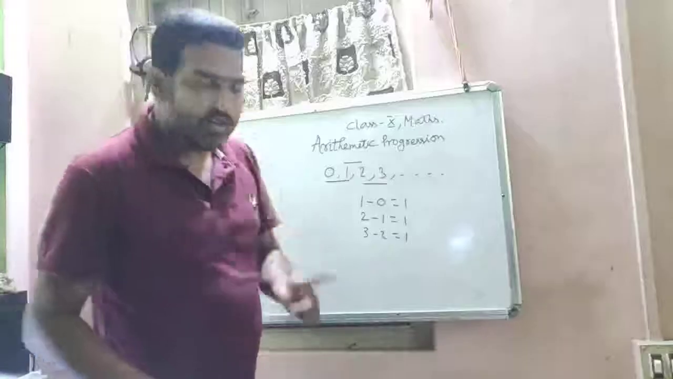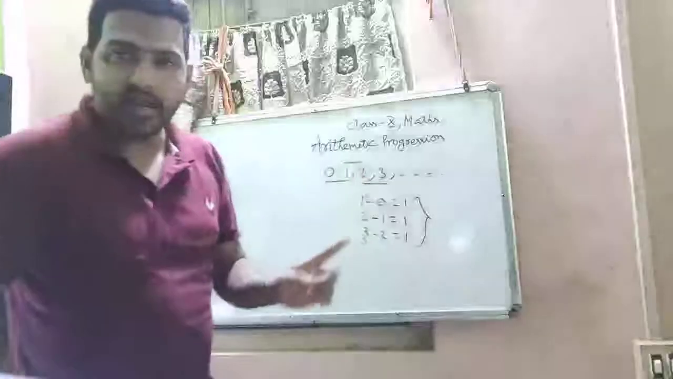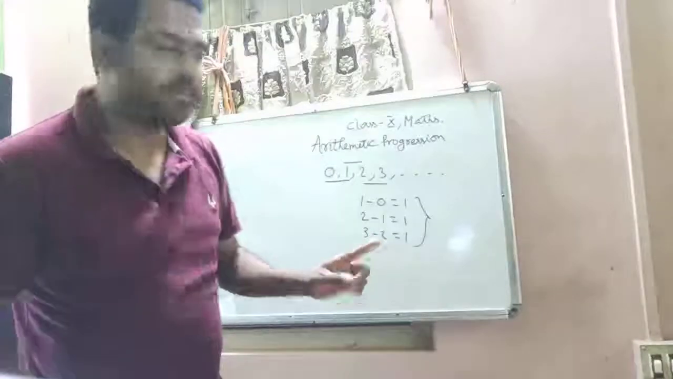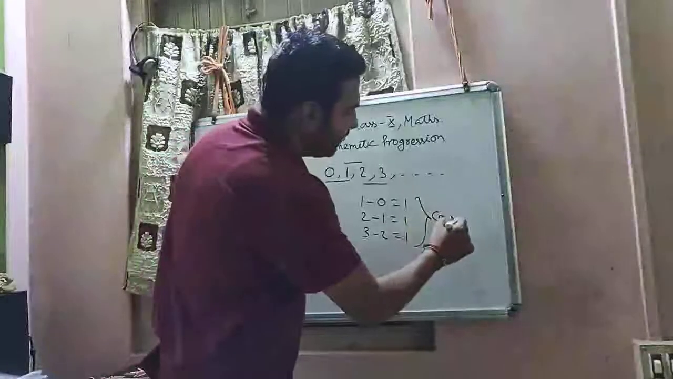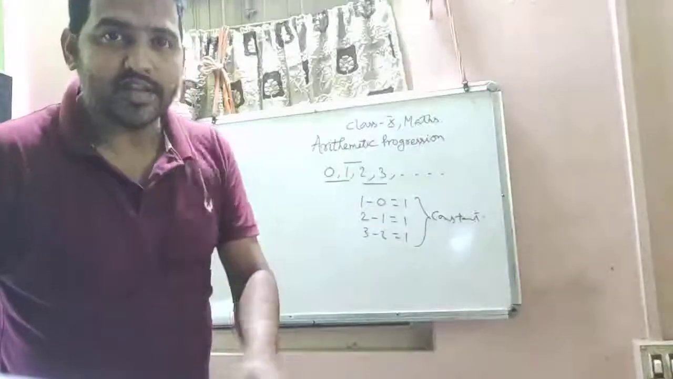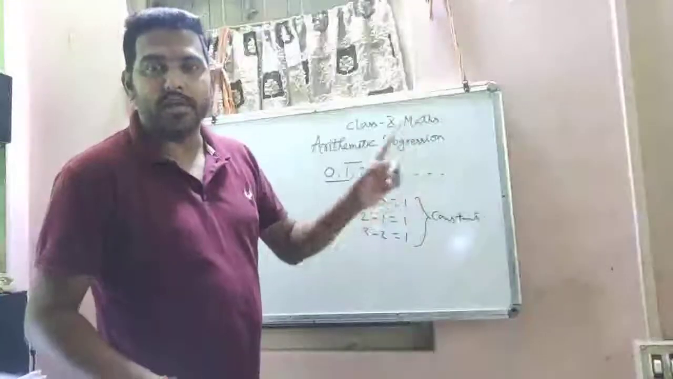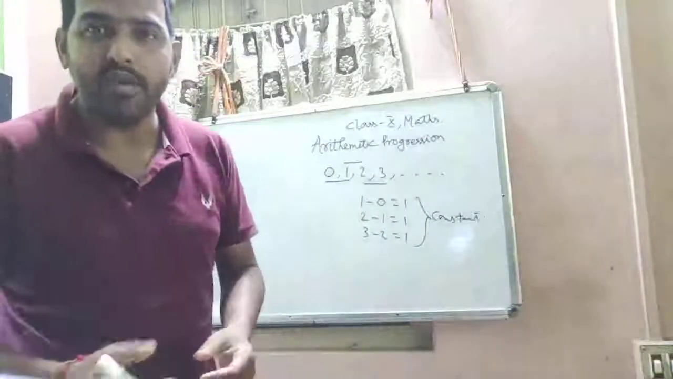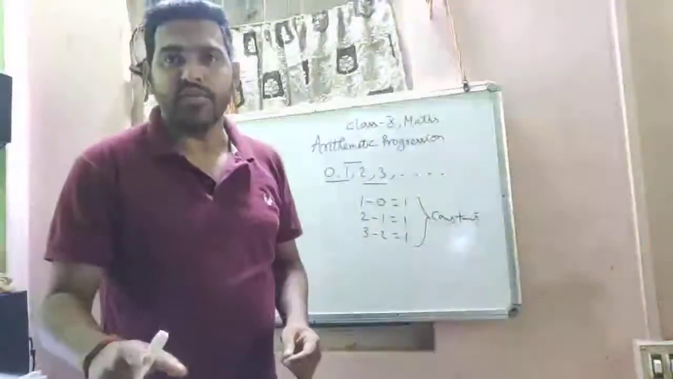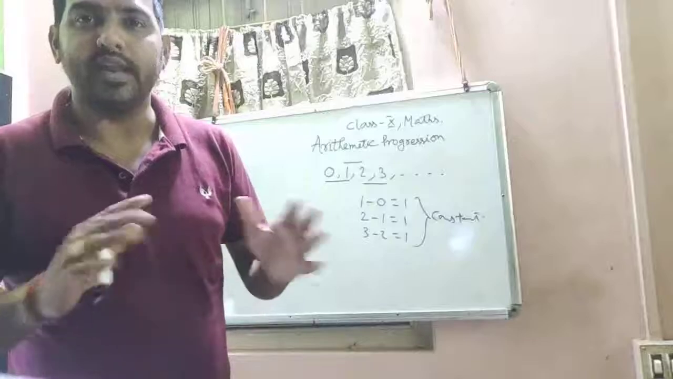So see, in all cases, the difference between any two consecutive numbers present in a sequence is constant. Here 1 is constant. Then we can say that the numbers are in arithmetic progression, or they form an AP. So we can say that the set of whole numbers forms an AP.